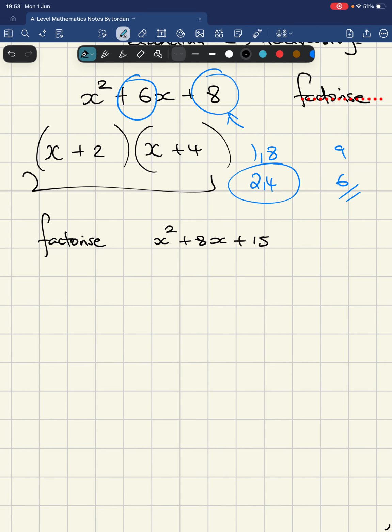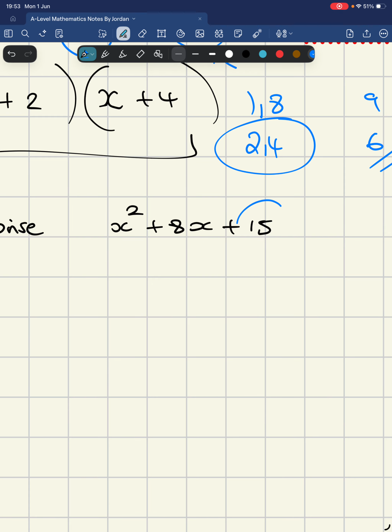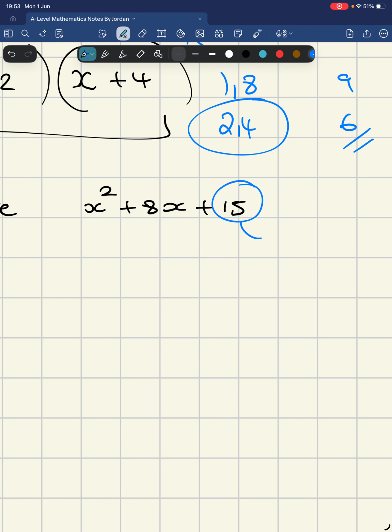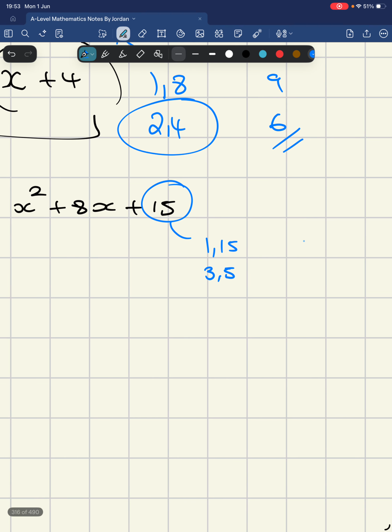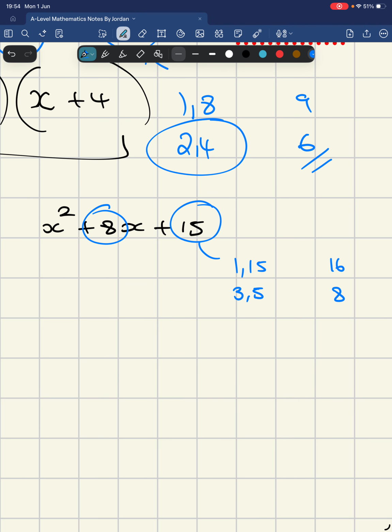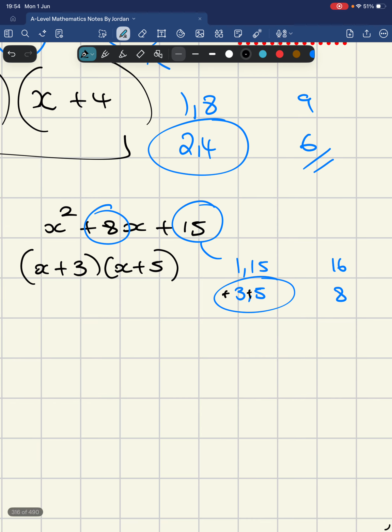Okay, so again, number at the end, I'm looking for factors. That could be 1 and 15, 3 and 5. And if I add these, I get 16 and 8. You see there's an 8 there, so it would be this combo. And simply write it like that because they're both positives. So that's how you do the factorising.